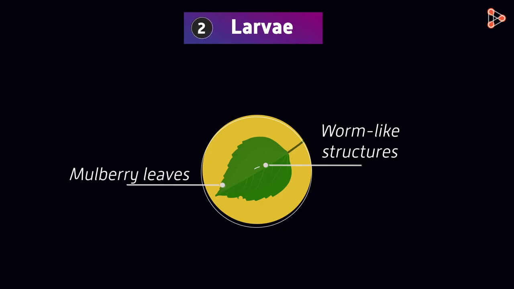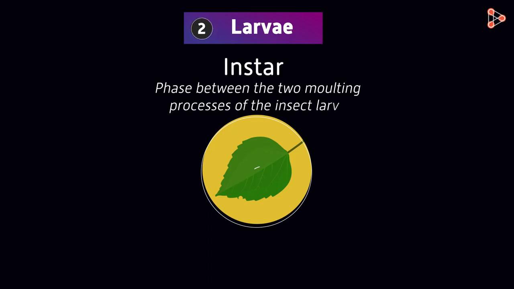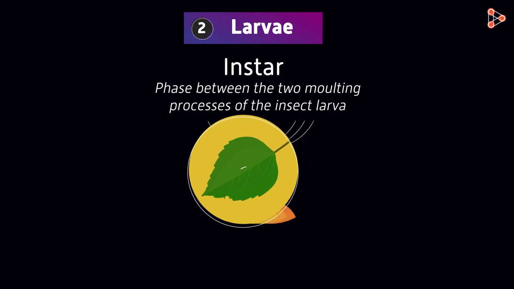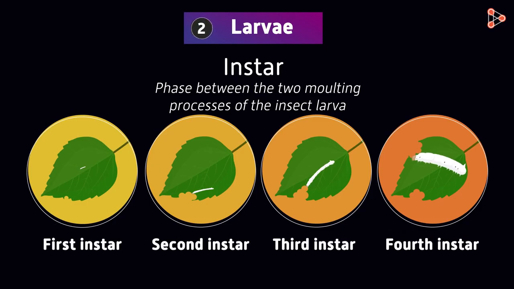So the growth in these is gradual. The growth stages of these larvae are also given a scientific name. The stages are called instar. In literal terms, instar means the phase between the two molting processes of the insect larva. So in this case, we can say the larvae grow into first instar, second instar, third instar, and so on, till they feed themselves enough. Once the larvae are content with the amount of food consumed, that is the leaves, they enter the next stage.